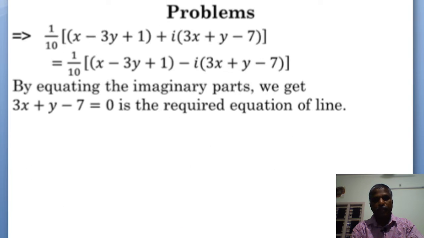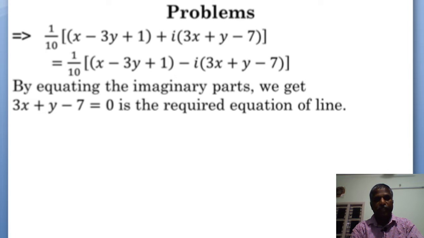In the LHS, we have 1 by 10 into x minus 3y plus 1 plus i into 3x plus y minus 7 is equal to its conjugate, where only the sign changes to minus i. Here the real parts are the same. Equating imaginary parts, we get the equation of line is 3x plus y minus 7 is equal to 0. This is the required equation. Usually the imaginary part of that equation, that is of z minus z1 by z2 minus z1, gives the required equation of line.